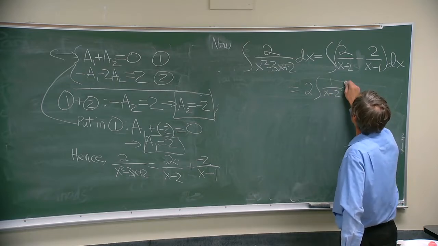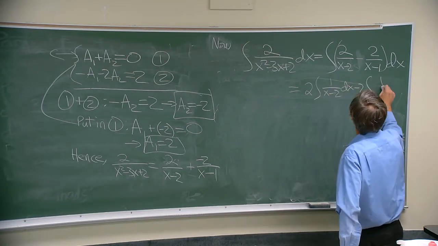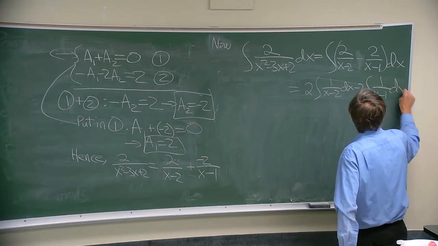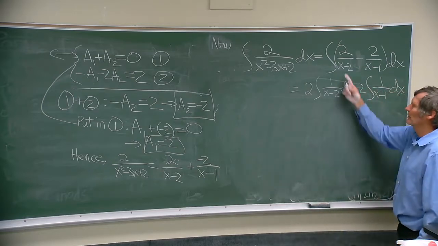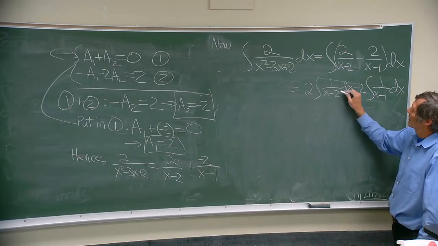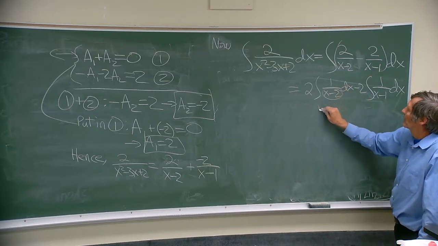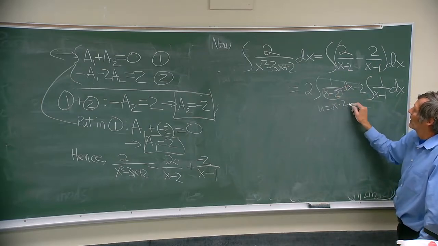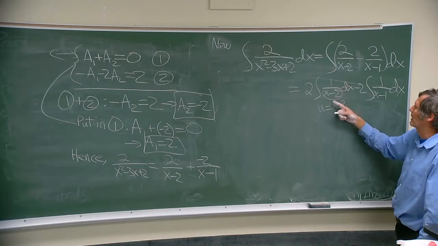We write the integral of a difference as the difference of the integrals to pull the constants out. This is twice the integral of 1 over x minus 2, minus twice the integral of 1 over x minus 1. Right? We do the simple rules first, and then we say, how do we do this one? We can make a substitution.